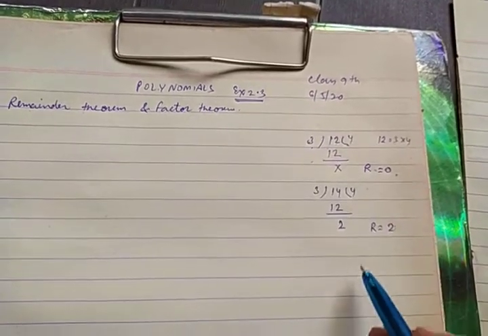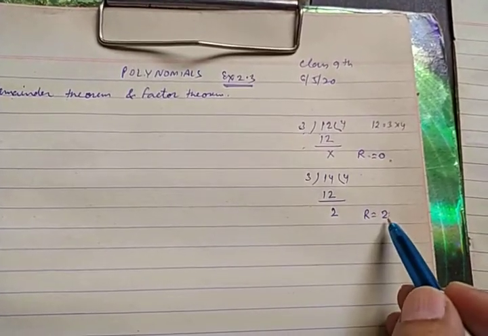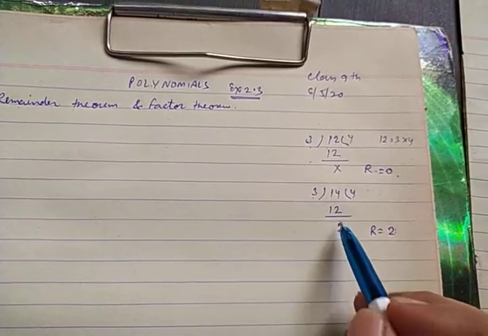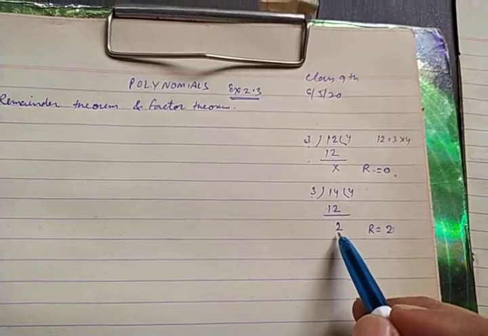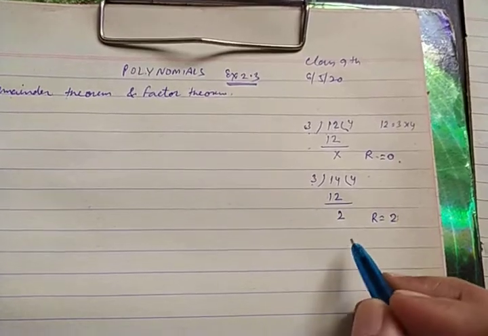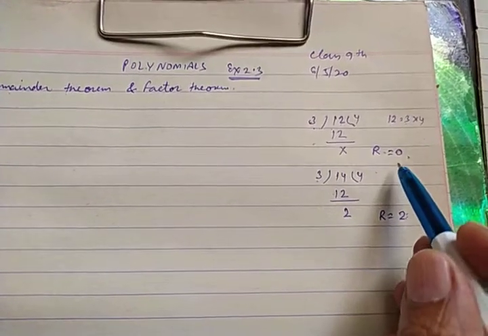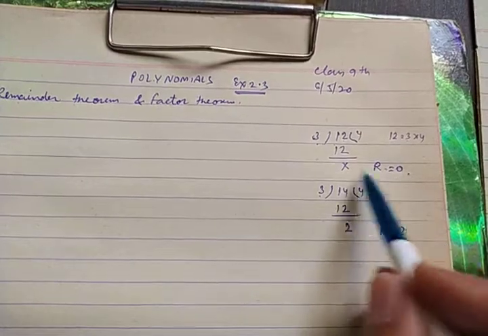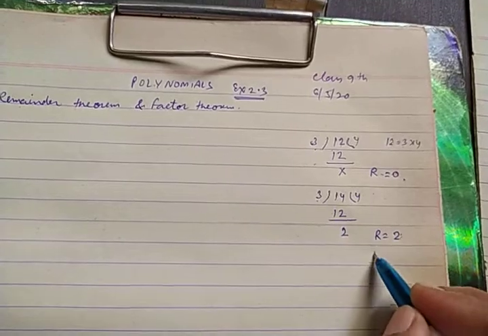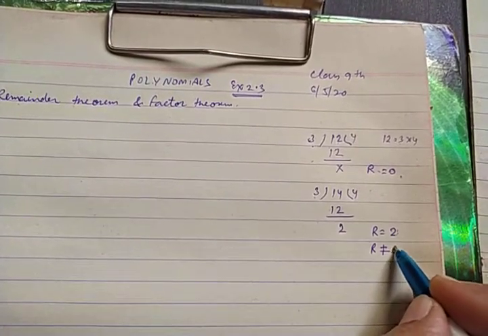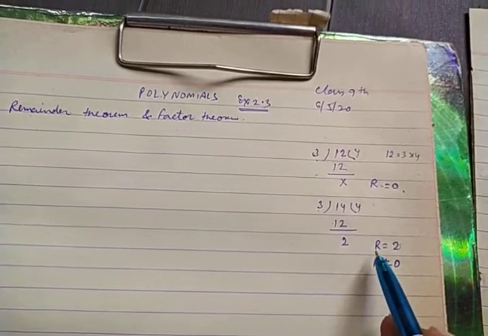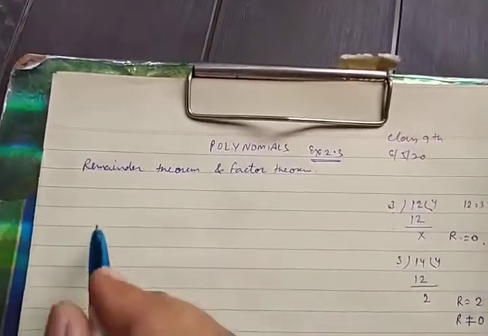Then you can say 3 is a factor of 12 because 12 is divisible by 3. In this case remainder is 2. Then you will say 3 is not a factor of 14 because it is not fully divisible, or you can say remainder is not coming 0. One conclusion you are drawing here: if remainder is 0, it means the divisor is a factor. If remainder is not 0, it may be any value, or simply if it is not equal to 0, it means not a factor. Then you are drawing a conclusion.